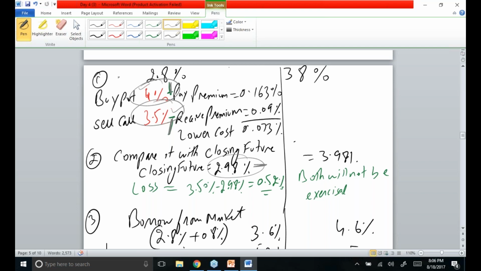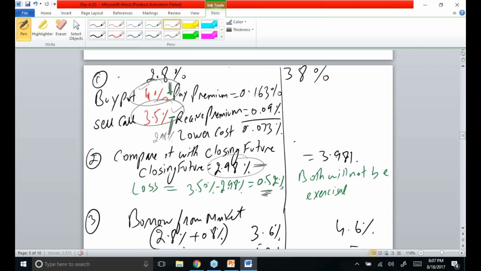So in case of 2.98% interest, when we compare it with 3.5, the call option will be exercised, and we are not holding the call option. We have sold this call option, so that's why we are facing a loss. You have to compare 2.98 with the 3.5%. That's why this is a loss.